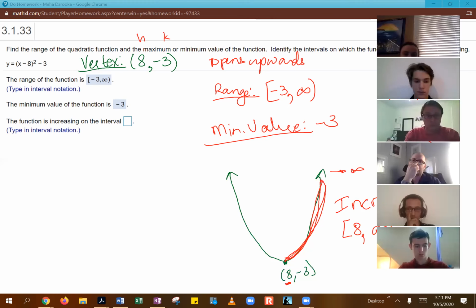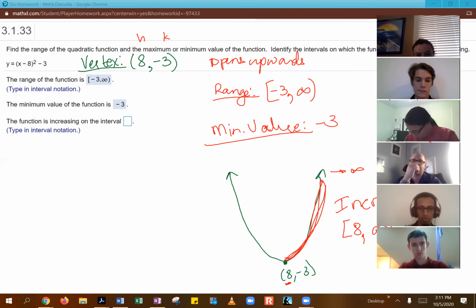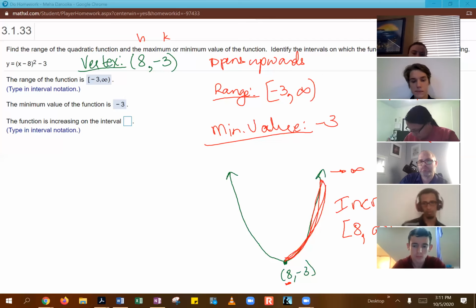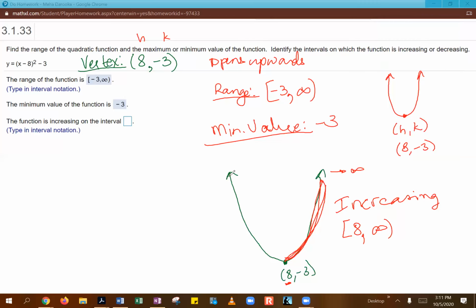So what do you think the interval for decreasing will be then? Where is your function decreasing? Yeah, you're just going in the opposite direction. Very nice. So you're going from negative infinity to 8. If we start on the left-hand side of our graph, we would be moving downward over here. And since we are moving downwards, our function is decreasing on this side. It's coming from the negative infinity side and it stops at 8.